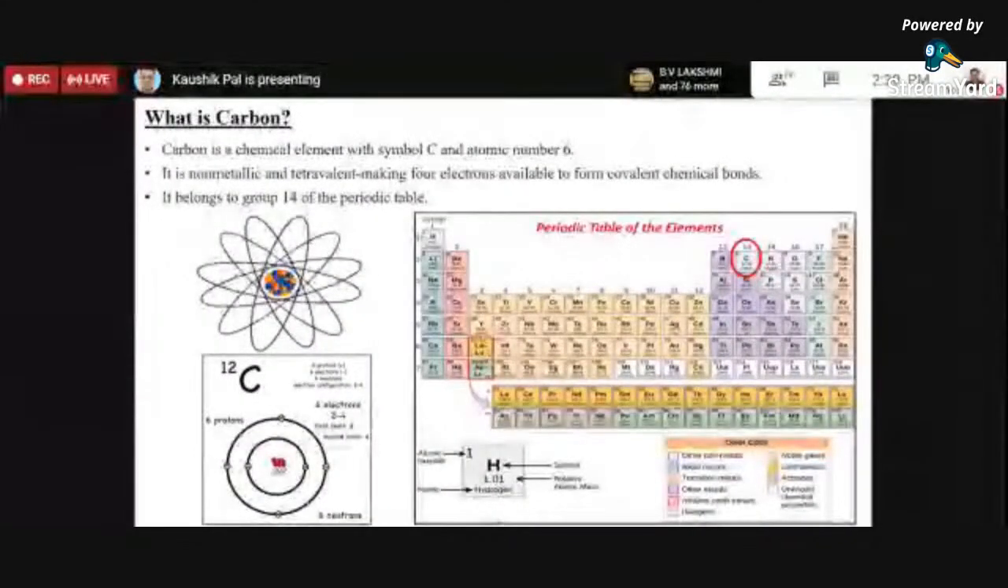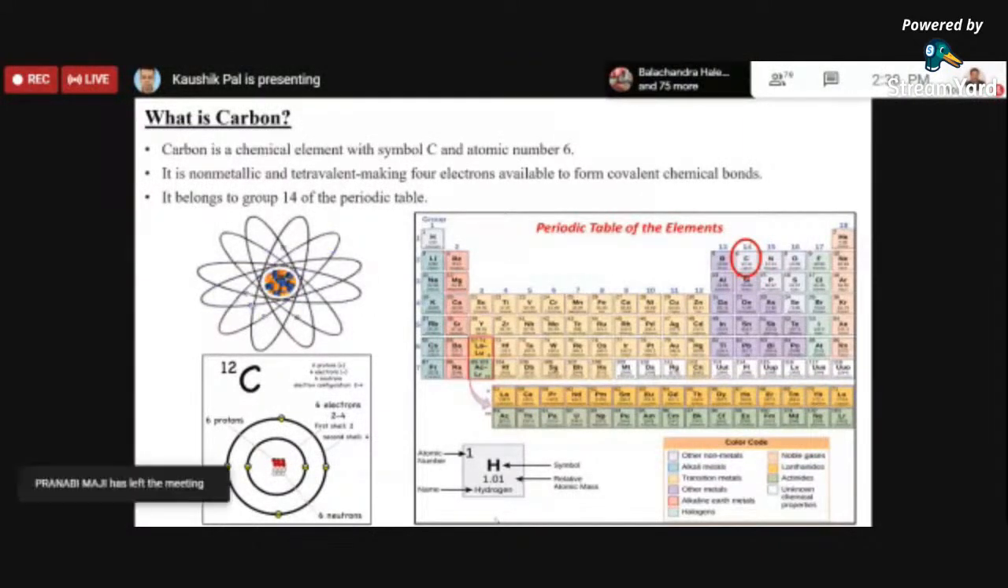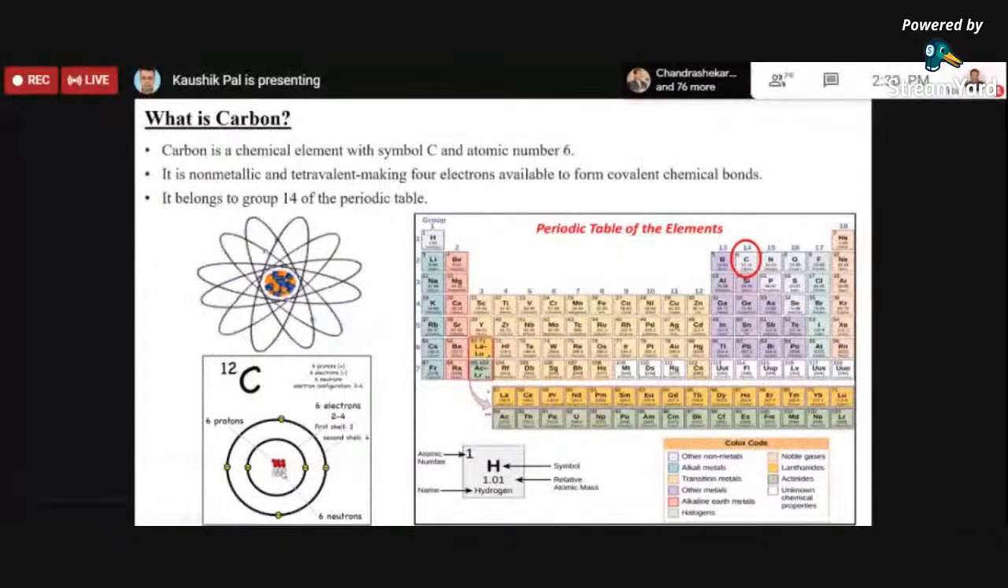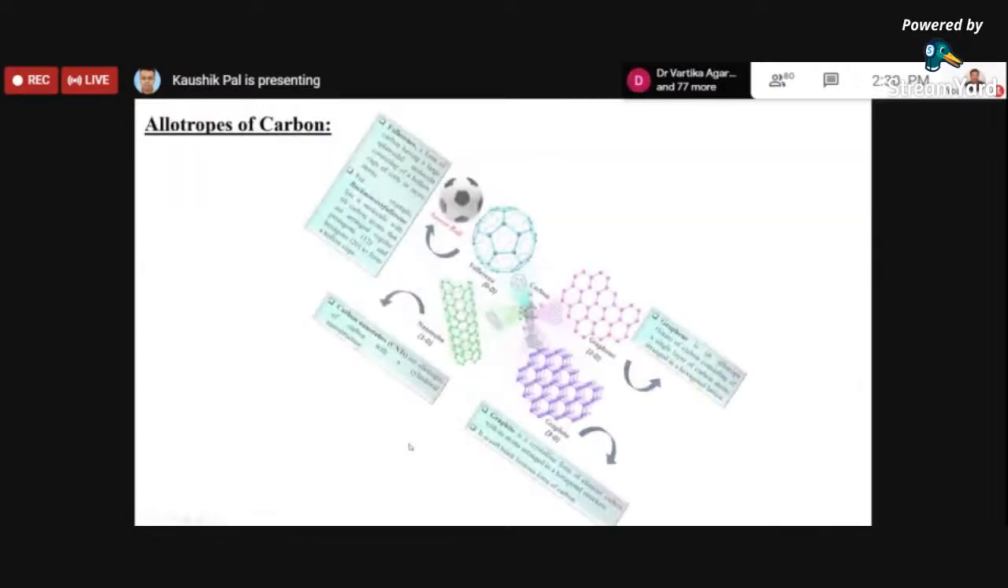Electrons are available to form covalent chemical bonds at the outer shell. Carbon belongs to group 14 of the periodic table, so you can see that it is standing at number 14 over there. In carbon, it is basically known as 12C, I am talking about. It has 6 protons, 6 electrons, and of course 6 neutrons to neutralize. The electron configuration is 2 and 4. So 2 is the inner shell or the first shell, and 4 is the outer shell or the second shell. Next, what are the allotropes of carbon?